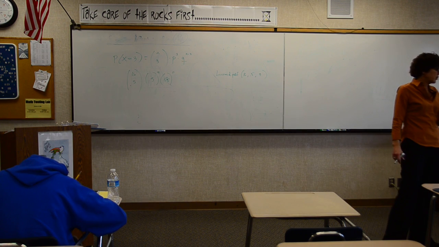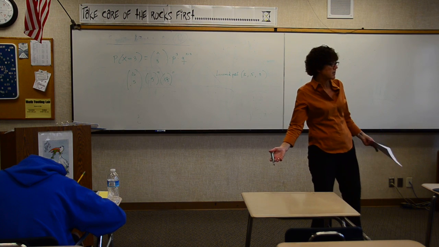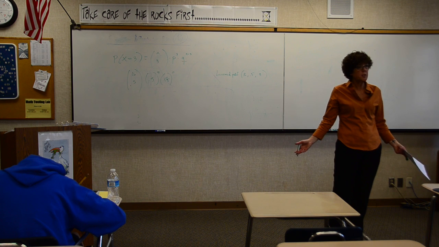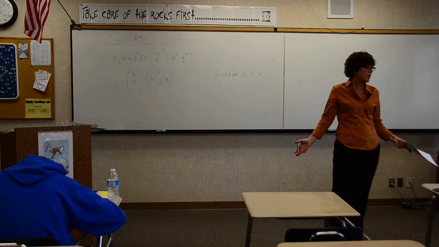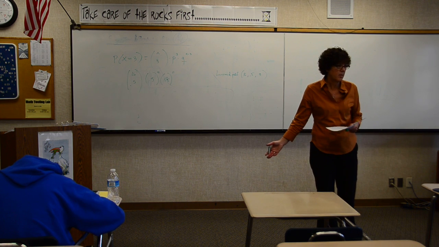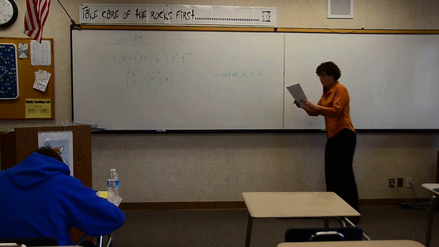Example 2, a manufacturer finds 30% of items produced are defective. The manufacturer selects 6 items at random, find the probability. Now, is this a binomial distribution? Are there only 2 possible outcomes? What are the 2 possible outcomes? Defective or not defective, right?